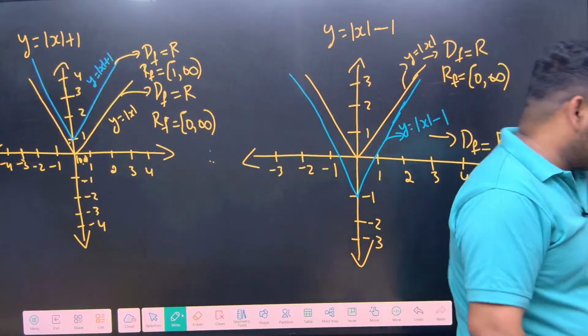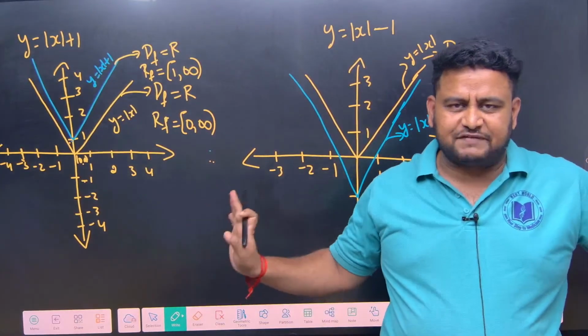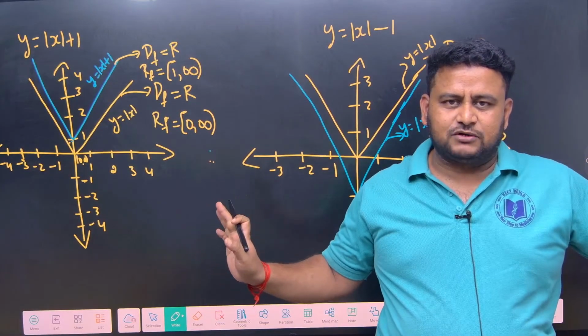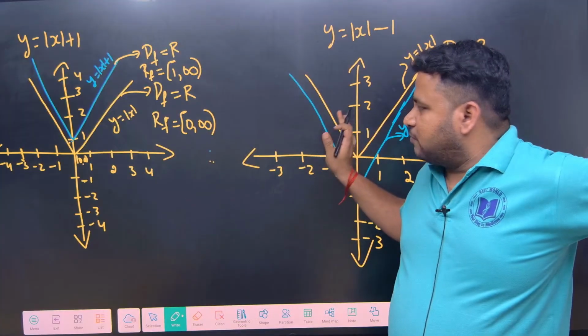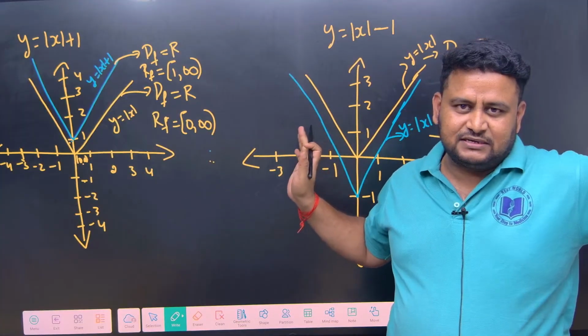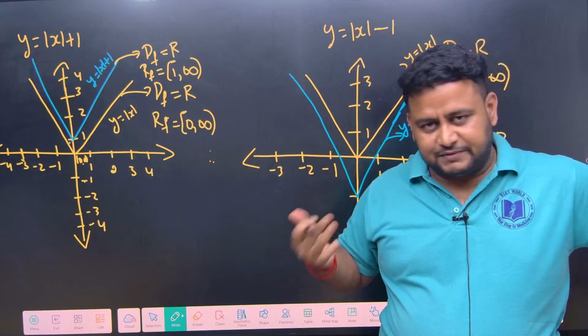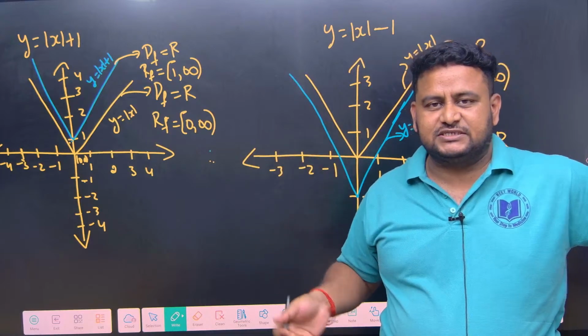Clear, friends? Understood the difference between the two graphs? Y is equal to mod x and y is equal to mod x plus 1, y is equal to mod x and y is equal to mod x minus 1. How will the domain change? The domain will remain the same. How will the range change? Clear? Okay.